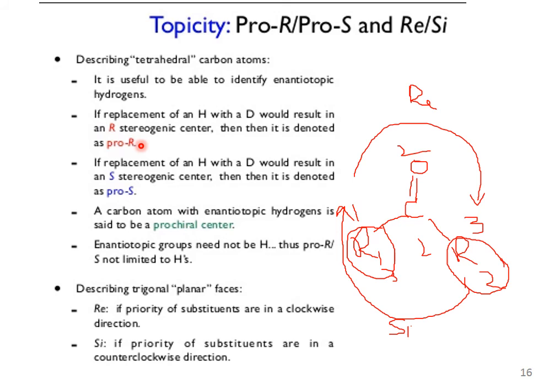If replacement of a hydrogen with D would result in an S stereogenic center, then it is denoted as pro-S.